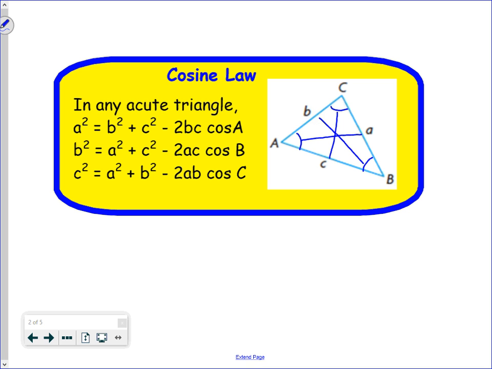For the cosine law, we can use any one of these three cosine laws. They're all very similar. The only difference is which side has been isolated on the left-hand side. Notice that in each of them, the isolated side matches up with the angle that's used with the cosine. So we have side A and angle A. For the second one, side B is isolated, and we're using angle B. For the third one, side C is isolated, and we're using angle C.